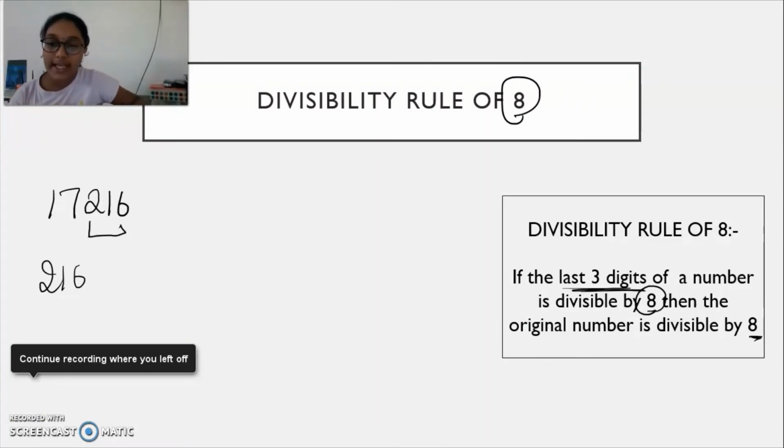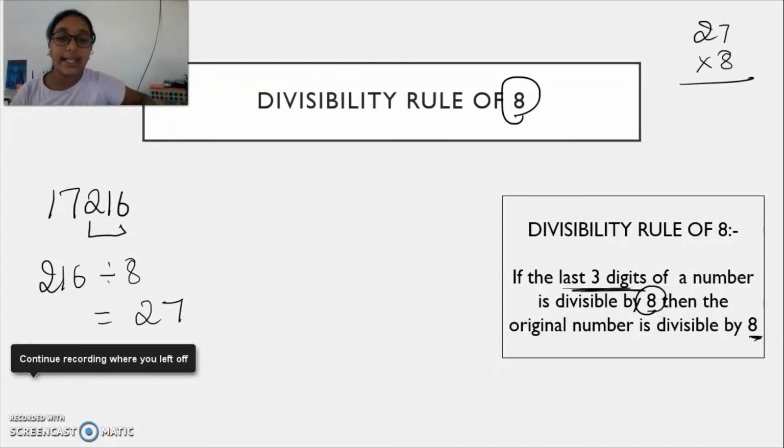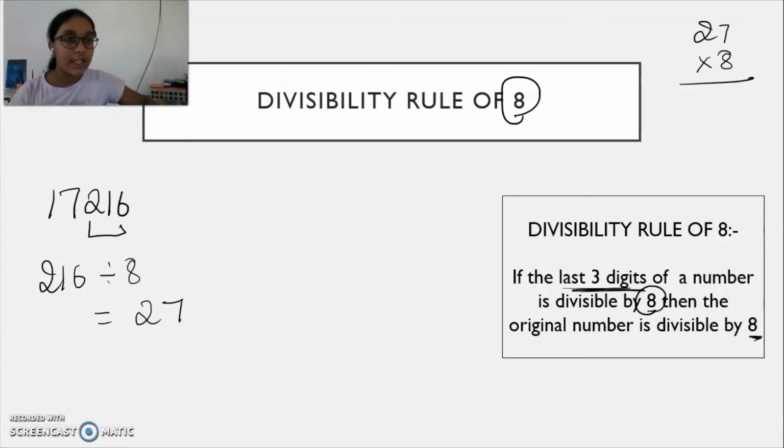Now 216 divided by 8. 216 is 27 times 8. Let's multiply it and check. 27 into 8. 8 sevens are 56. Now 8 twos are 16. 16 plus 5, 17, 18, 19, 20, 21. 216. So you got that number 216. And thus 17216 is divisible by 8.